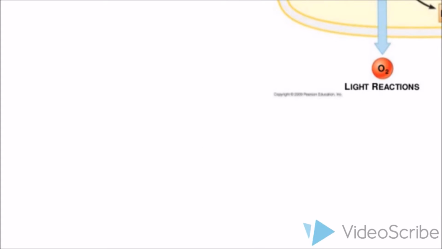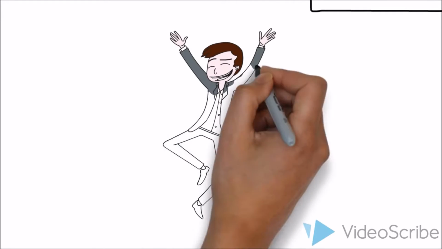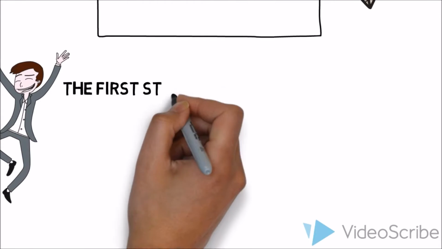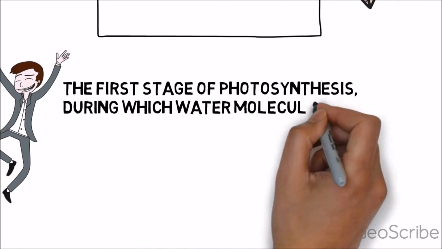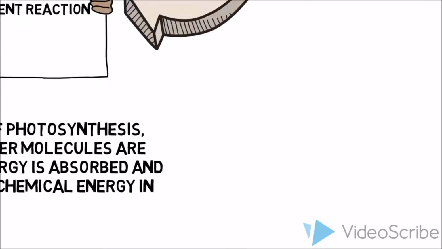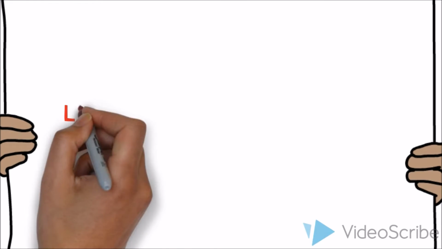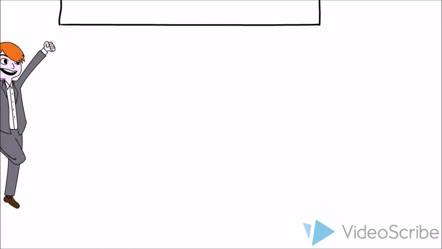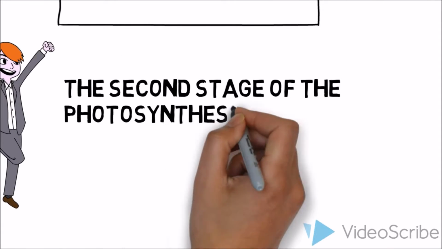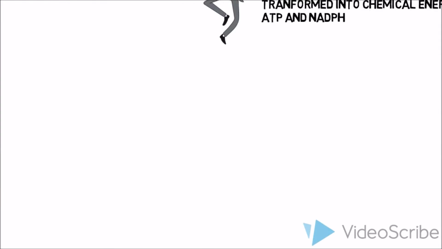Photosynthesis is divided into 2 stages. The first stage is the light-dependent reaction, in which water molecules are split as light energy is absorbed and transformed into chemical energy in ATP and NADPH. We now move on to the second stage, known as the Calvin cycle, also known as the light-independent reaction. In this, carbon dioxide is converted into sugar with the use of ATP and NADPH.